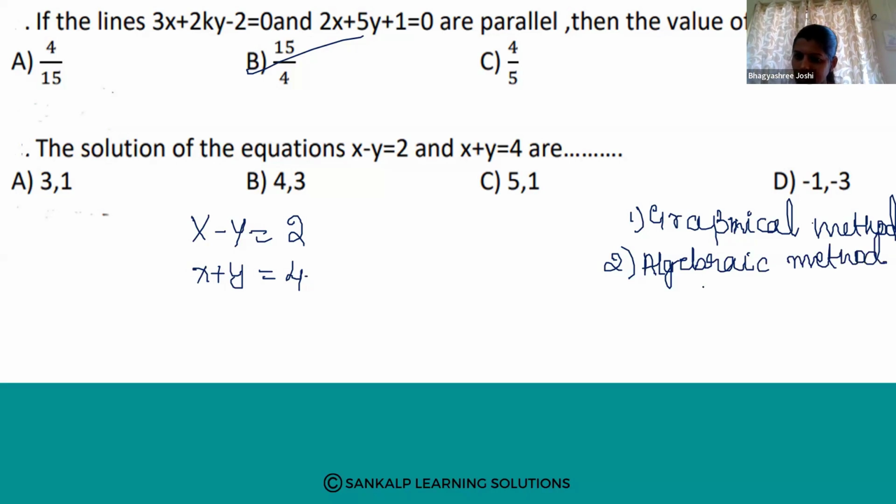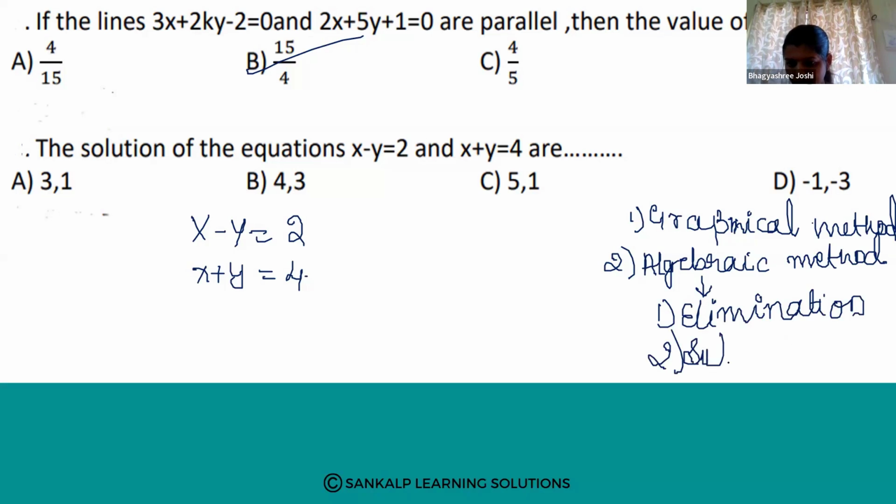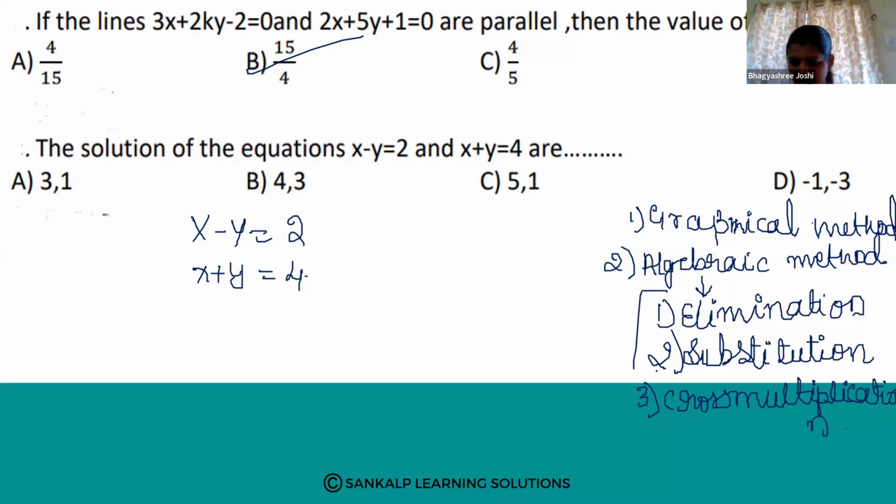Okay. So in algebraic method, we will have three methods. Again, three methods are there. So first one is elimination method. Second one is substitution method. And third one is cross multiplication method. Okay. So in this year, you will have only these two methods.